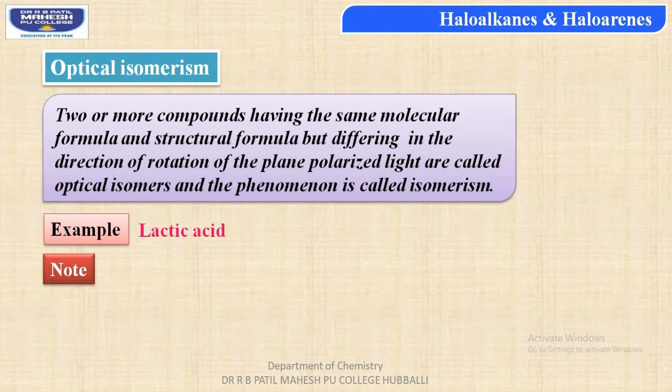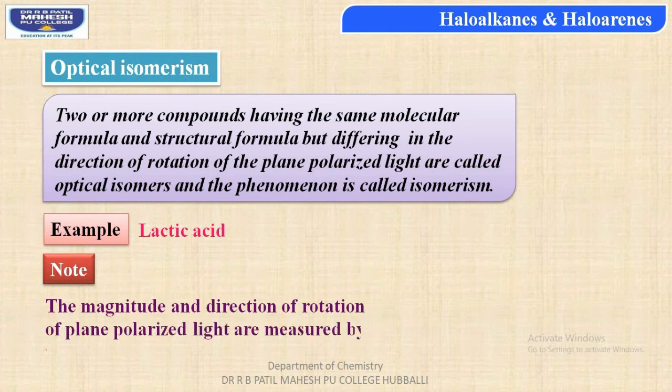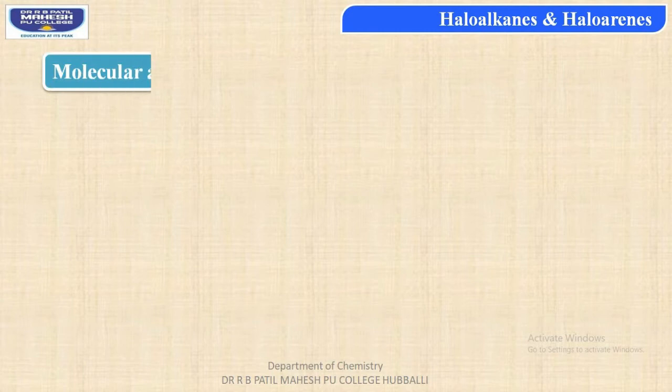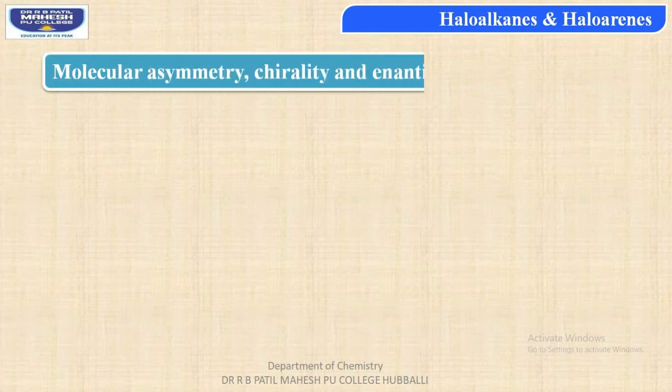Next, an important note. The magnitude and direction of rotation of a plane polarized light are measured by an instrument called a polarimeter. Remember, for a 1 mark question, the instrument name is the polarimeter. Next, students, we can continue with molecular asymmetry, chirality and enantiomers.